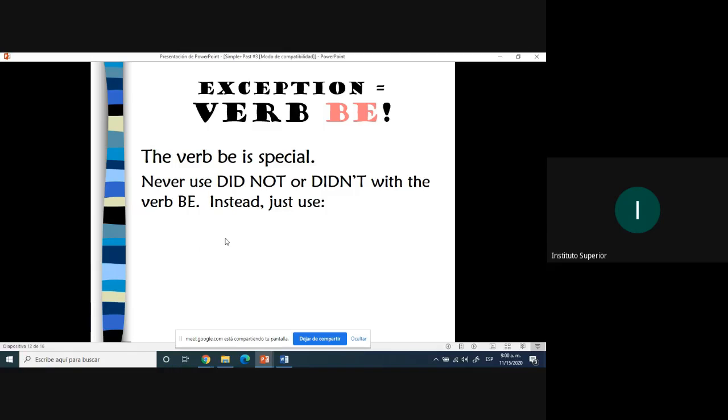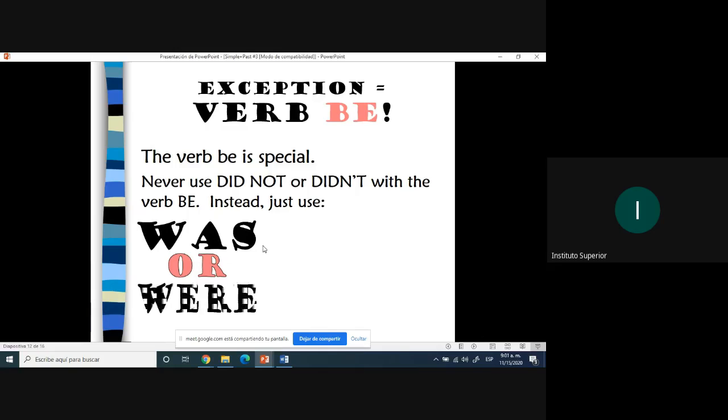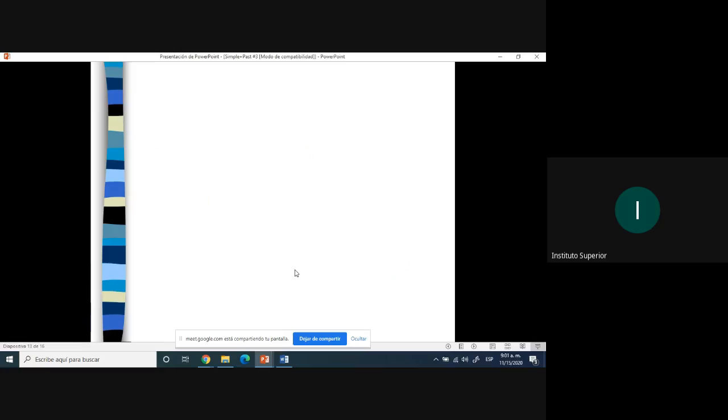Now, let's look at this one. It says, never use didn't or did not with the verb be. Instead of that, just use was or were, como usted lo dijo muy claro, depending on the subject pronouns. She was, he was, it was, I was, you were, they were. Very good. We were, plus not in order to create a negative sentence.